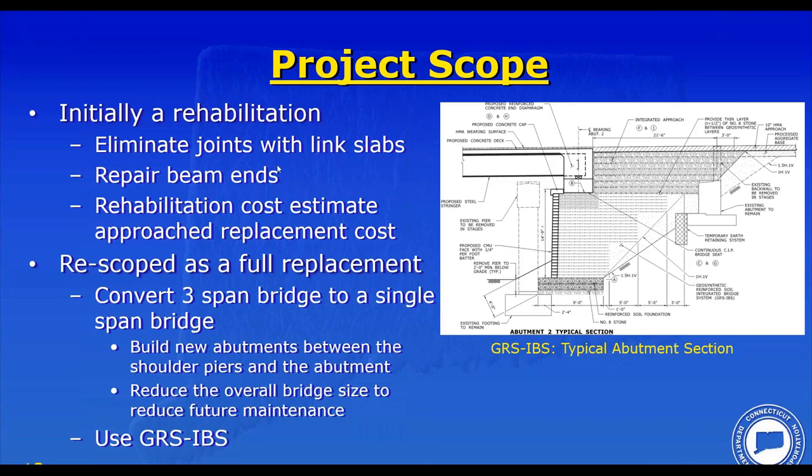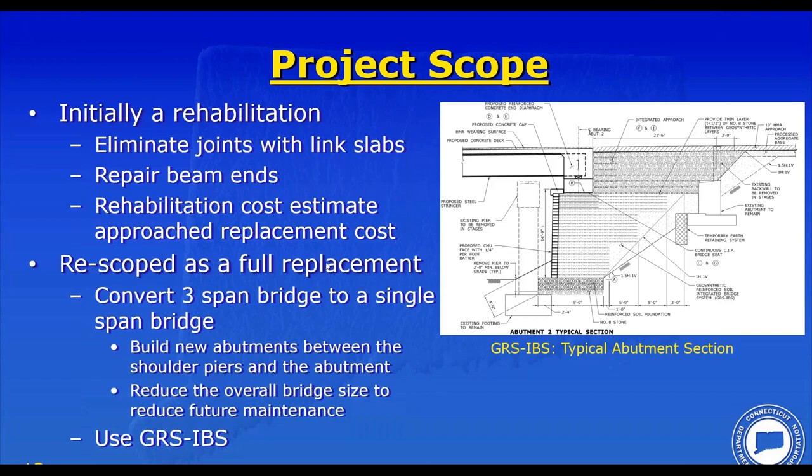The problem with it is once you removed enough deck to install a link slab, about 20 to 25% of the deck had to come out just to open up the deck enough to build the link slabs. Then you had to repair the beam ends. Then you had to patch the substructure. And looking at life cycle costs, rehabilitation didn't seem to make an awful lot of sense because the rehabilitation cost was approaching the replacement cost.